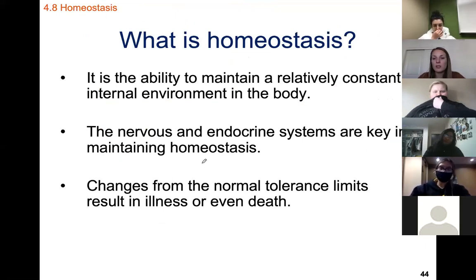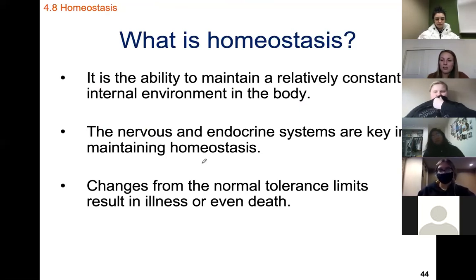The nervous and endocrine systems are key in maintaining homeostasis, meaning that your nervous system communicates to your brain. So if I accidentally touch something that was really sharp, like a knife, I'll most likely pull my hand away or drop the knife down because I don't want to cut my hand. Your nervous system and your endocrine system, like your skin, are communicating to each other to protect your body.